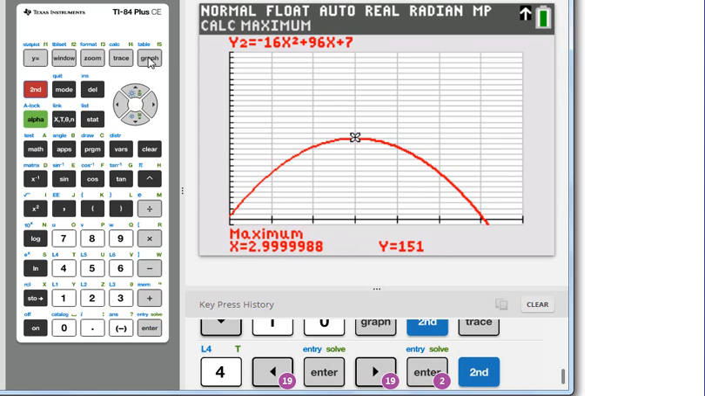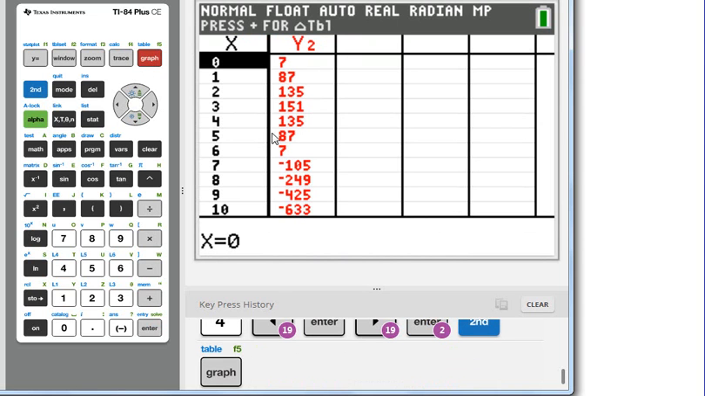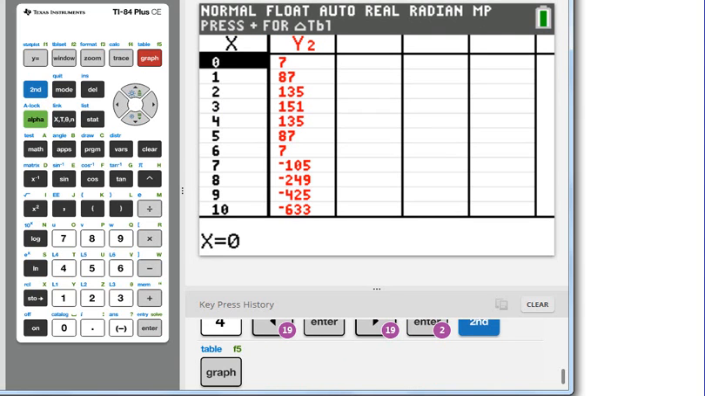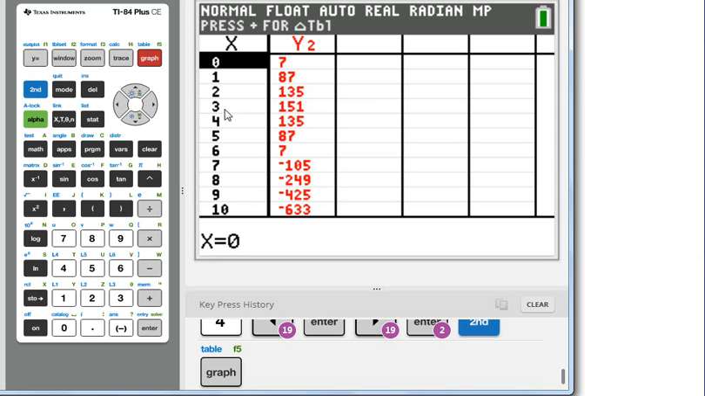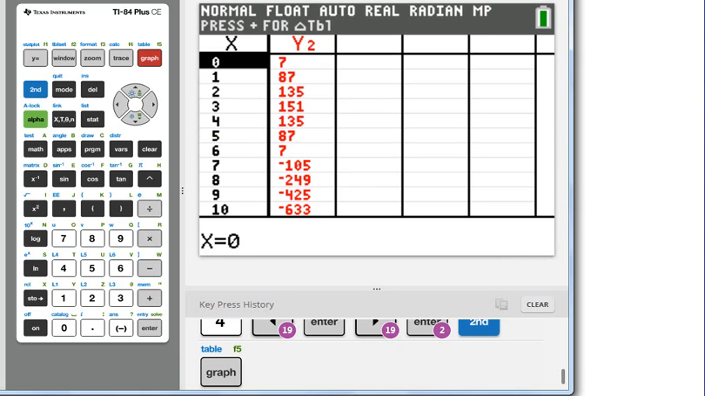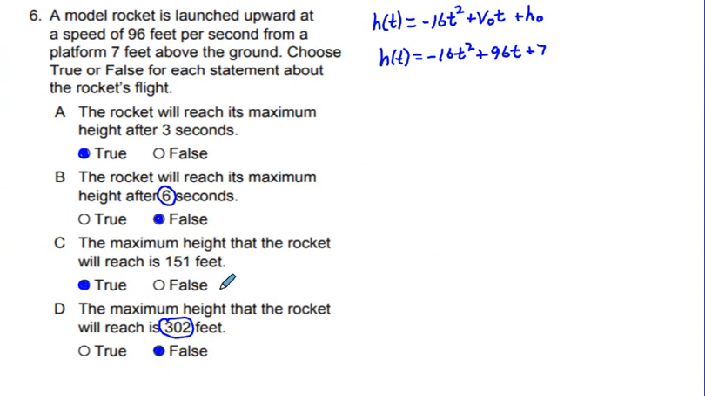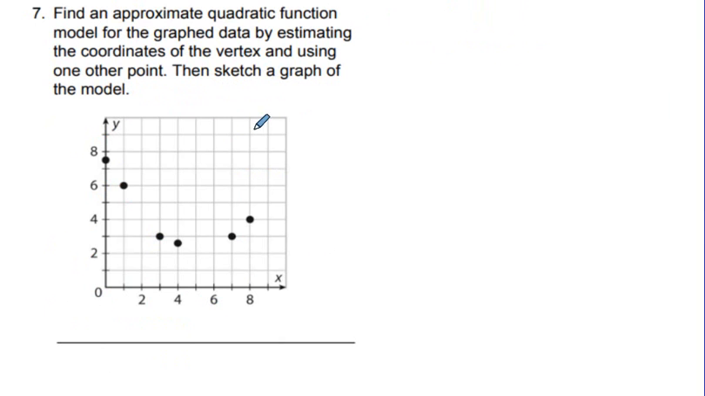Also, people will sometimes look at the table view, and you can see at 3 seconds we have a maximum height of 151. The table view is not as precisely dependable because, since your x evaluations are 1 second apiece, you could possibly miss the maximum, but we did not here. That is number 6.